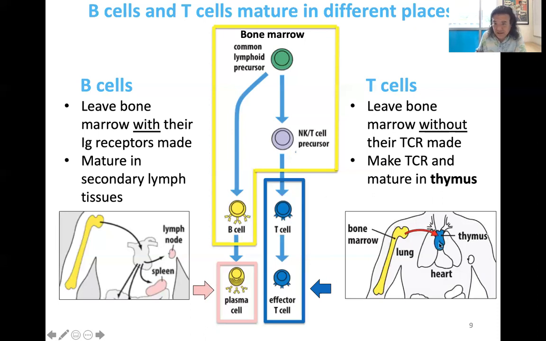So the thymus is here. It's located in front of the heart between the lungs, and it's in the thymus that these cells are encouraged to become T cells. In other words, that's where they first start doing their VDJ recombination to come up with a T cell receptor.